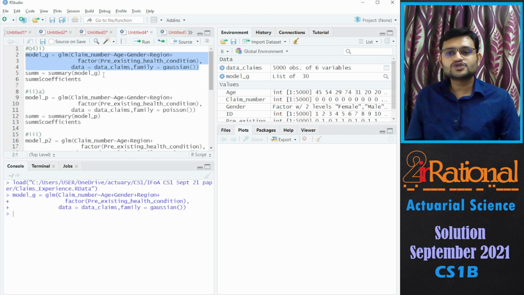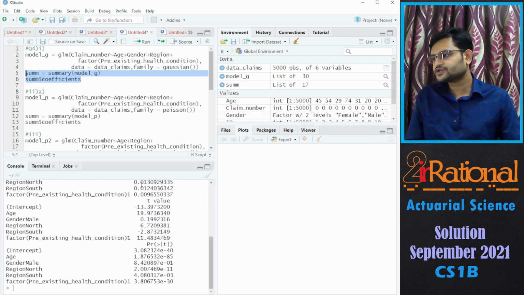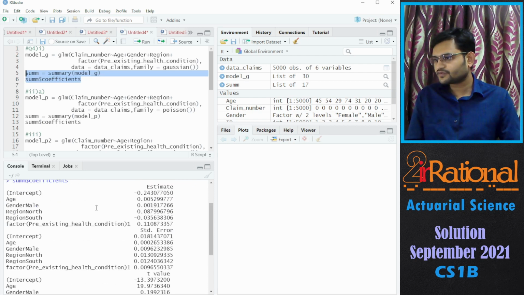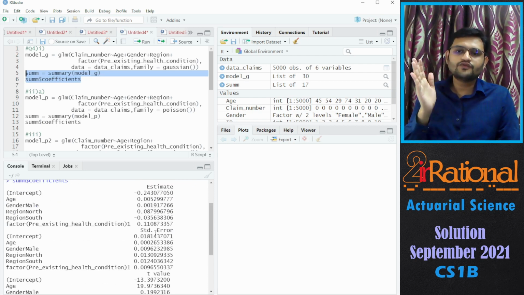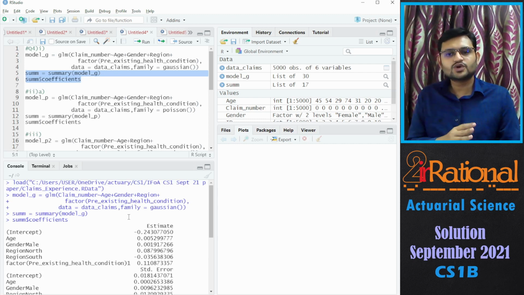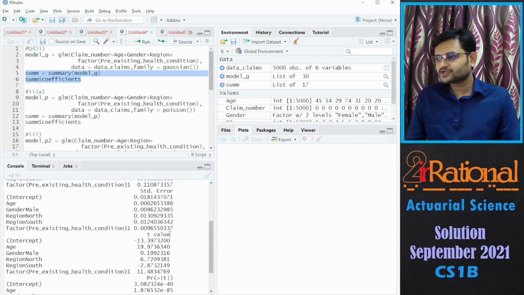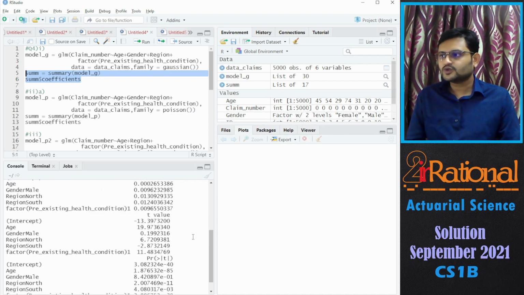They have asked us to show the coefficients and so on, so summary, and then I've just written the coefficient part. You can write the complete summary, that works too, no problem. Here I have just taken the coefficients, no problem. So we have our estimates, standard error, t-value, and our p-value.